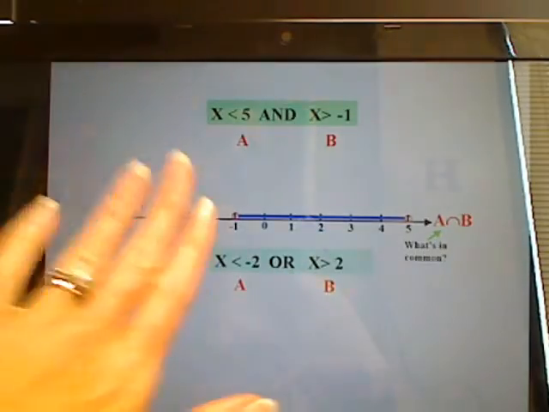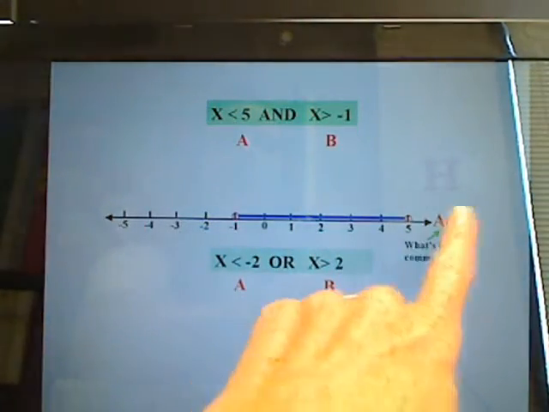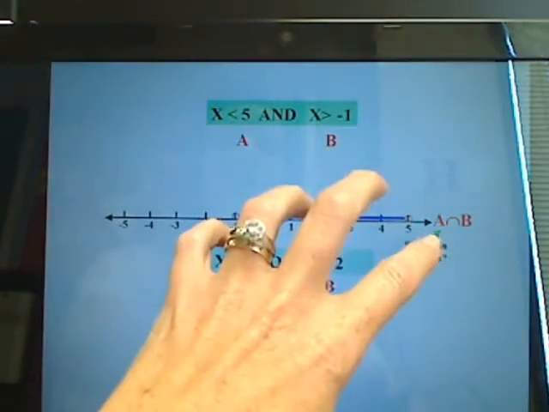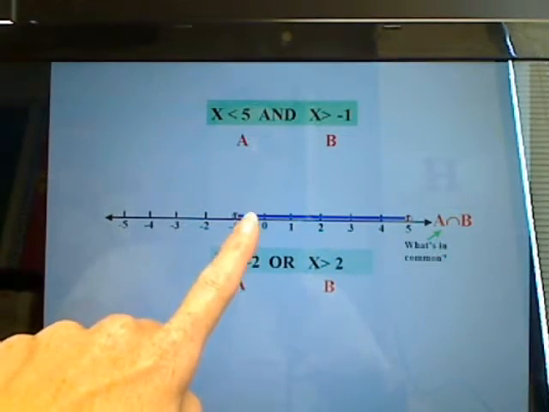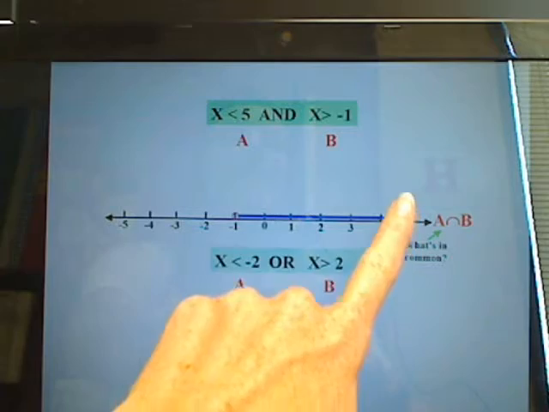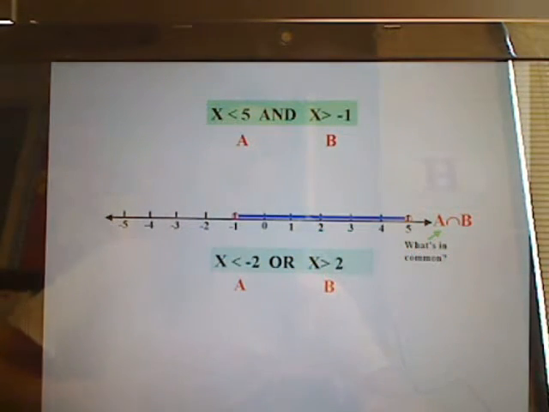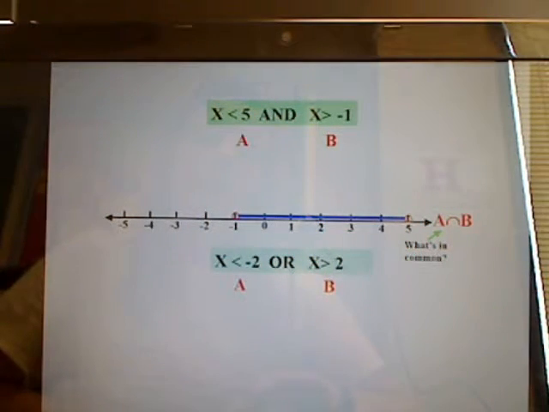You cannot take what goes beyond the -1 and what goes beyond the 5, because those would not be in common. It has to be above -1 and at the same time below 5. It can't go beyond those, because then it would not be true.